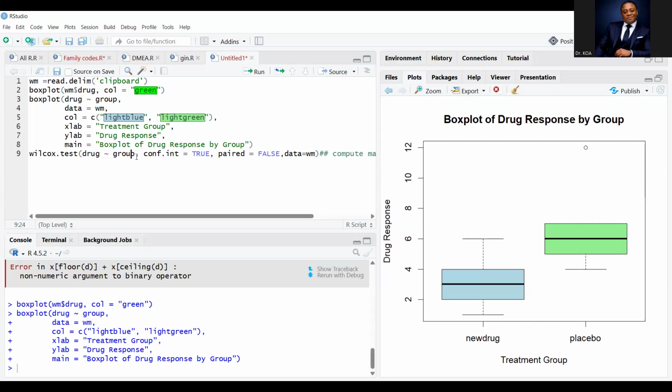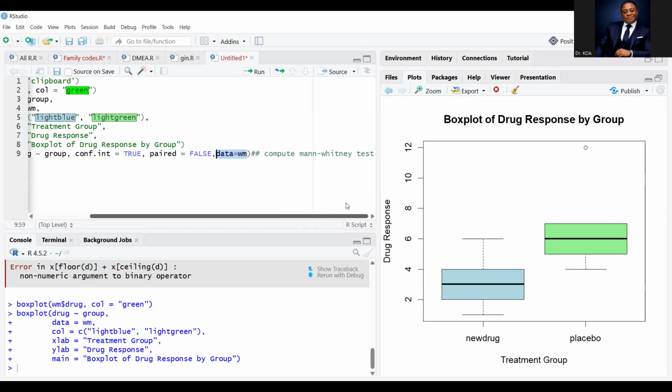Then you type group. Now you want to show the confidence interval and you want to indicate whether this is a paired test. Paired here means dependent, but ours is not dependent. Ours is independent. That's why we are using Mann-Whitney, if you remember the table I gave you. So for paired, we are writing false. And the name of the data is called WM. So this will compute the Mann-Whitney test for you.